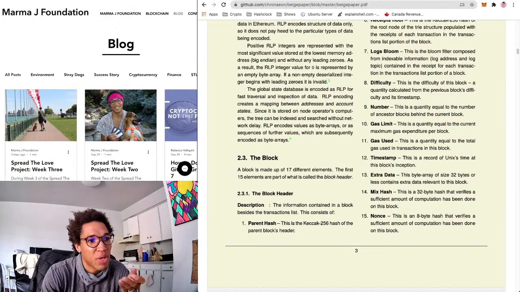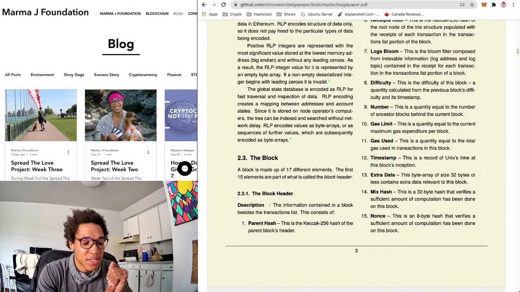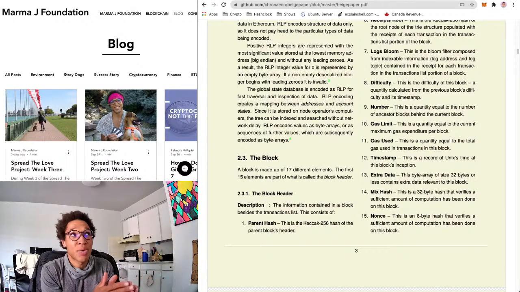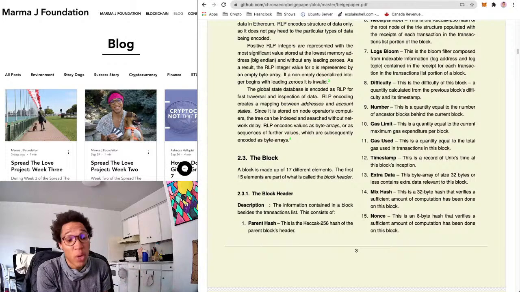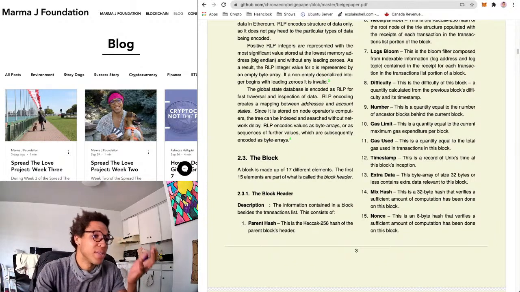Then you get into the difficulty of the block, which is calculated from the previous block's difficulty and its timestamp. This gets kind of confusing, but when calculating a block's difficulty, it's an algorithm that uses the previous block and how long it took. If this block was mined too quickly, we're going to increase the difficulty and make it harder, and if that block took too long to mine, we're going to make it easier.